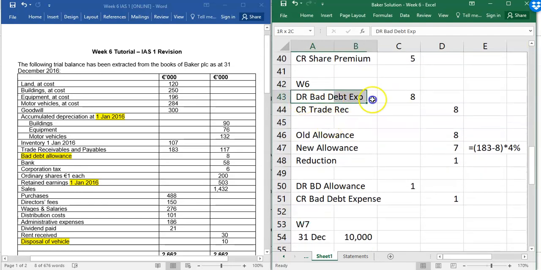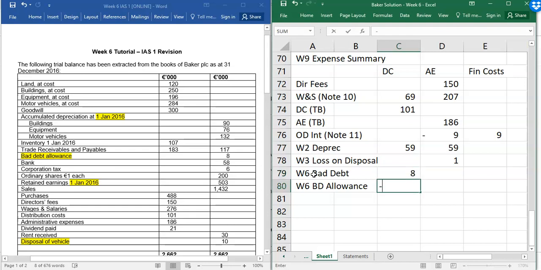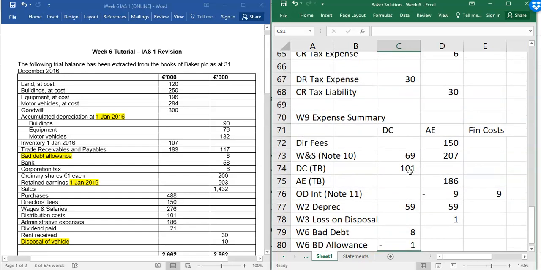Working 6 then, you have bad debts of 8, and you have a reduction of 1. So working 6 has 2. Working 6, bad debt. Working 6, bad debt allowance. And again, it's subjective where you put them, you can put them in either one. In this case, to be consistent with the solution, we'll put them in distribution costs. That's going to be an 8, and again, that's going to be a minus 1, because you're crediting the expense. What that means is you're reducing the expense.